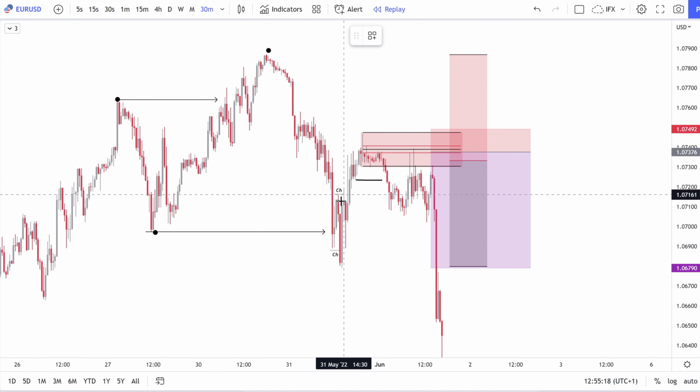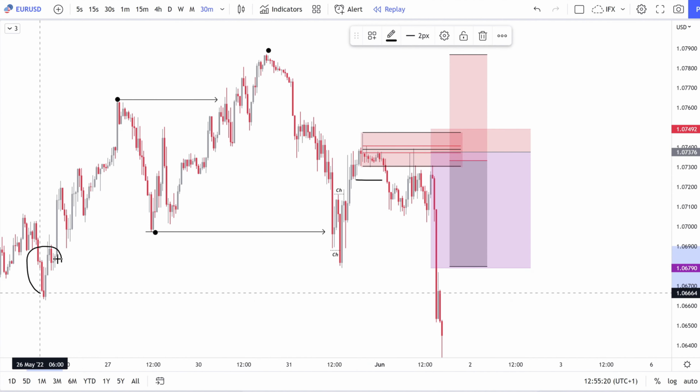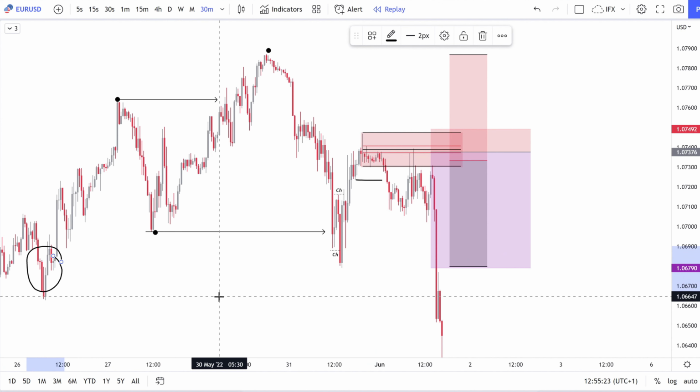So we didn't just get a change of character from the middle of nowhere. We got a change of character from a demand zone, right? So you need to build your story here, yeah? And once you build your story, understanding where you got your change of character from, how did you get it, where can you target, what's your expectation, order flow, what's overall structure saying? Once you learn to put all these together, that's when you start to build a really strong and powerful trading plan.